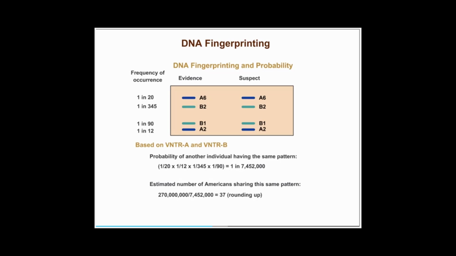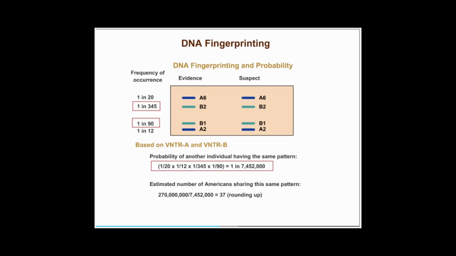Let's now also consider VNTRB, the pattern for which appears when we use the second probe. The frequency of the B2 allele in the population is 1 in 345, and the frequency of the B1 allele is 1 in 90.